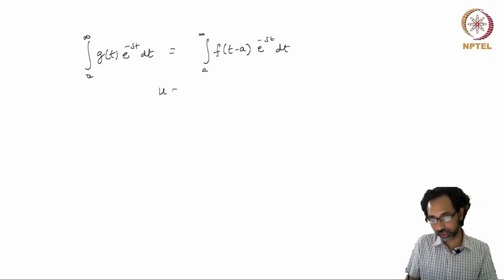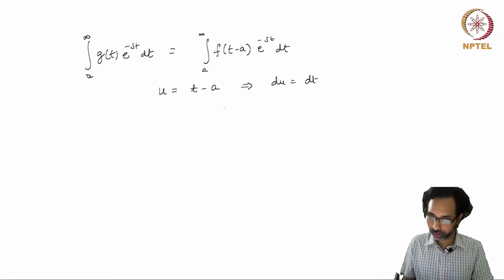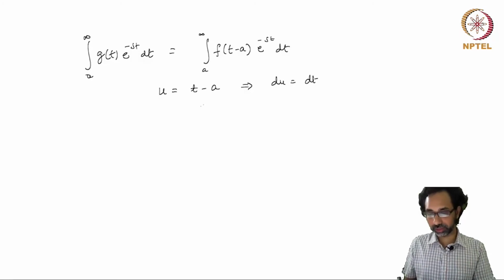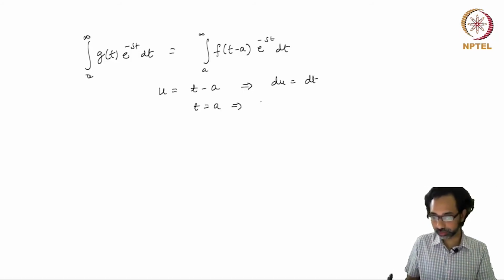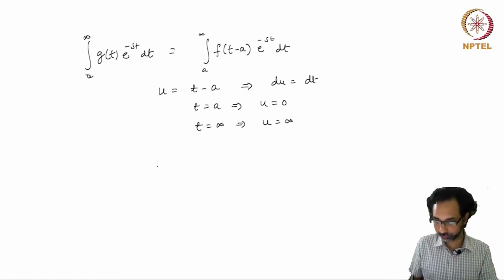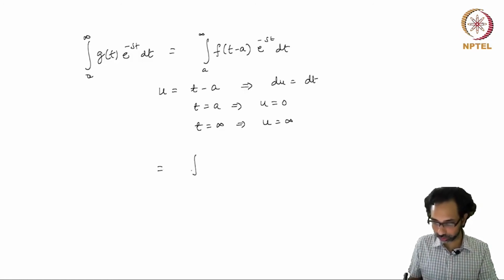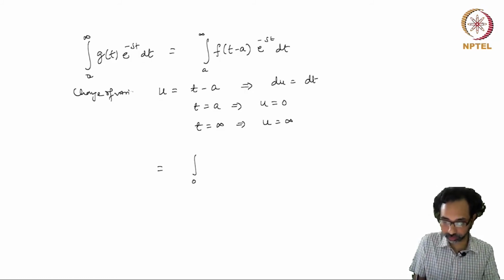So again now we can make a change of variables. u equals t minus a, which means that du equals dt, since a is a constant. And let's see what are the limits of integration. When t is equal to a, this means that u is equal to 0, and when t is equal to infinity, this means that u is equal to infinity. So we can write this integral after the change of variables.